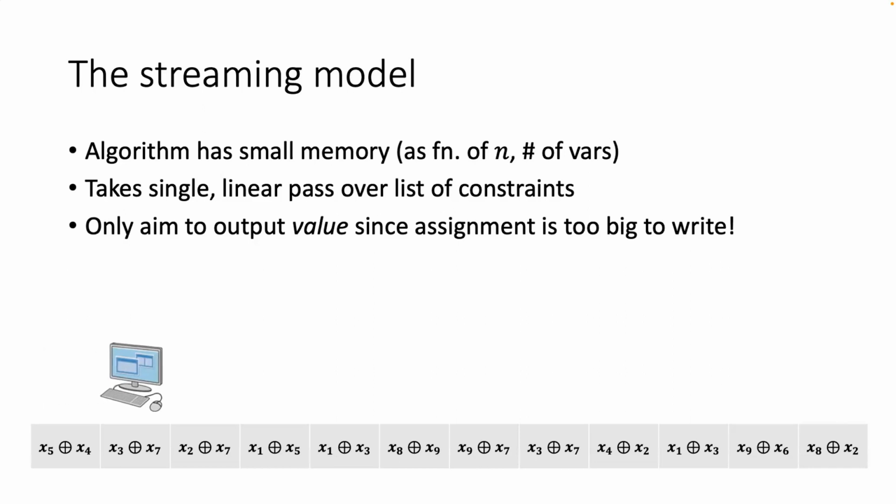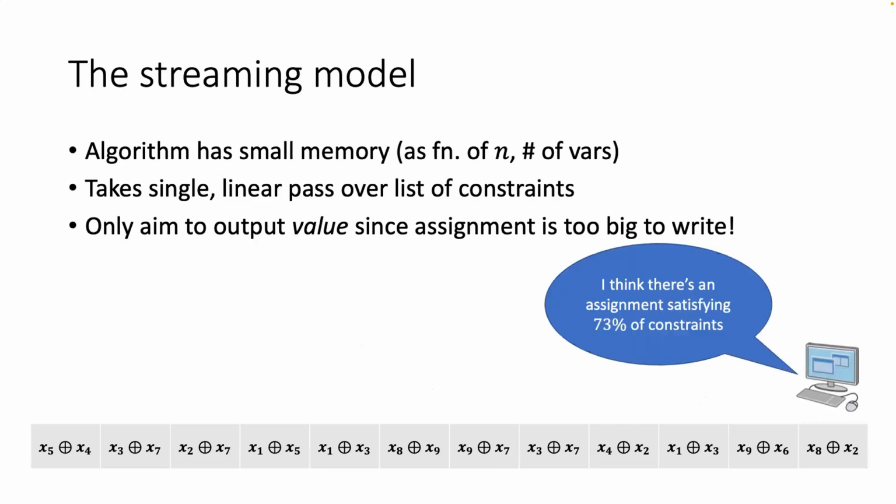It makes this linear pass over the list of constraints, and at the end has to estimate how many constraints can possibly be satisfied by the best assignment. Okay, so this is, in some sense, a very restrictive model, and you can't do things like solving the SDP for max cut.